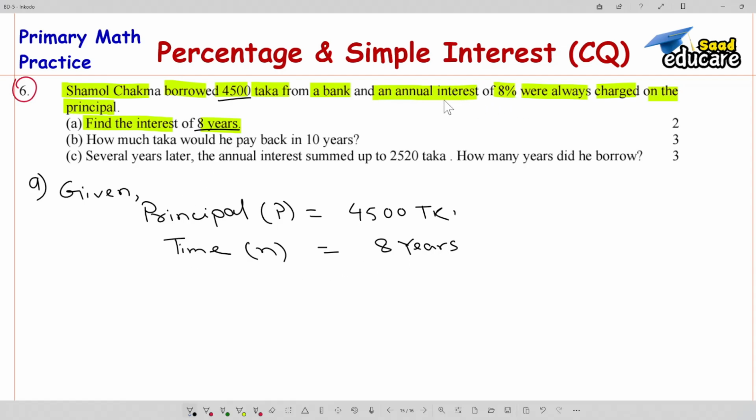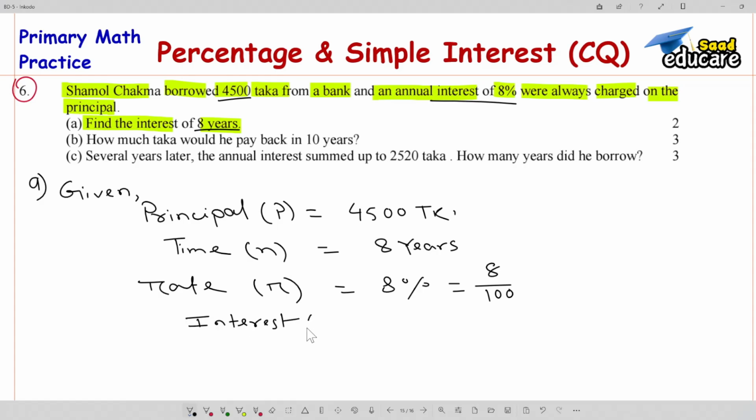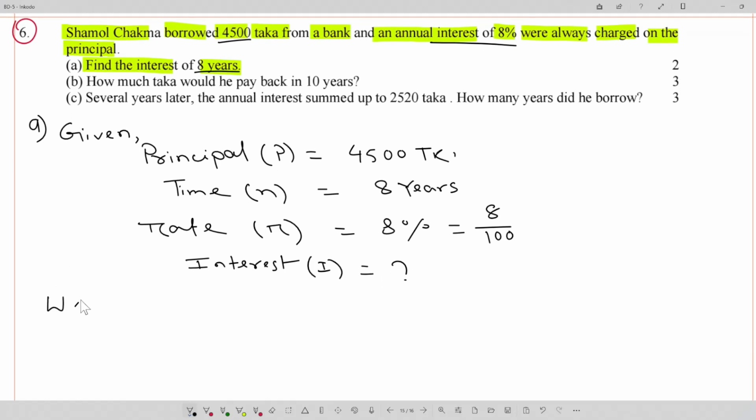And next, interest rate, which is R. This is 8%. This 8% we can write as 8 by 100. Okay, so interest I equals nothing. It means we need this one. We know I means interest, I equals to PNR. We know I equals PNR.